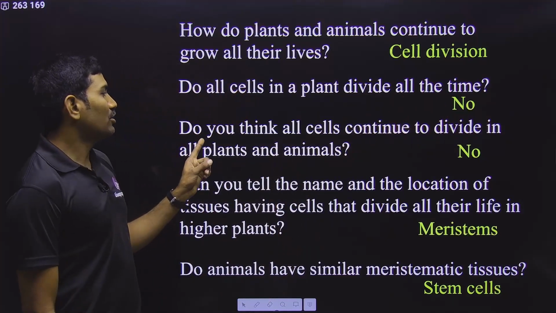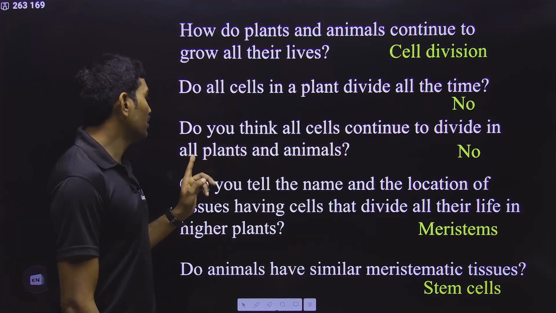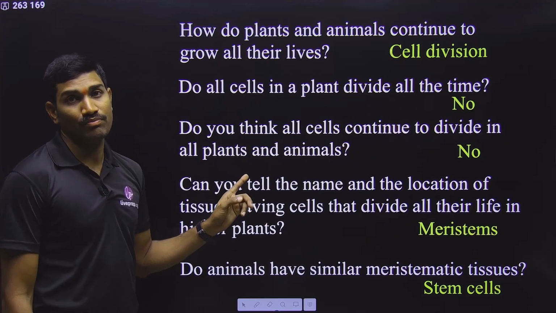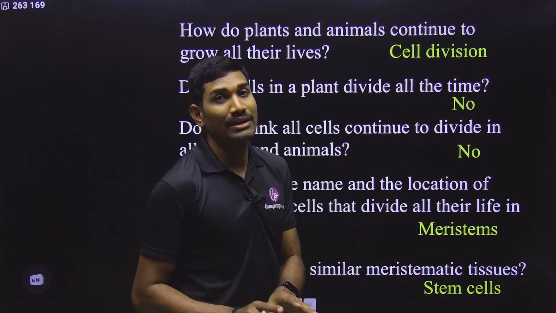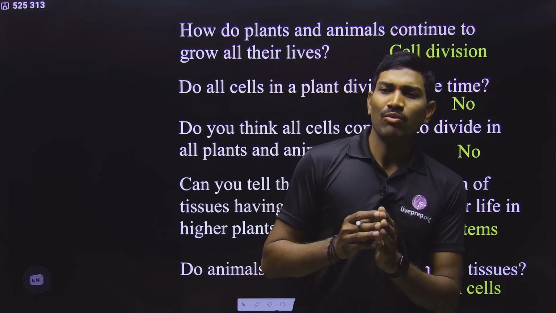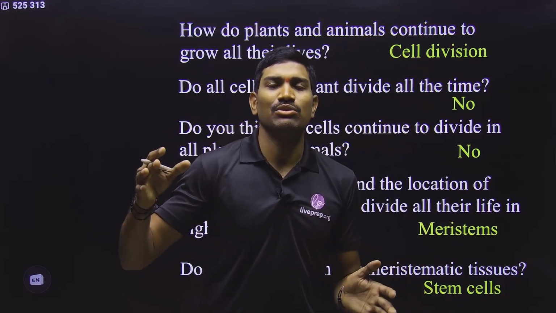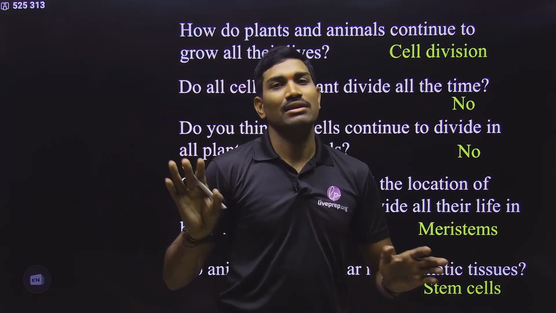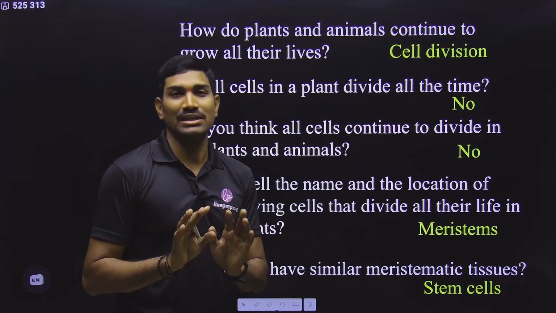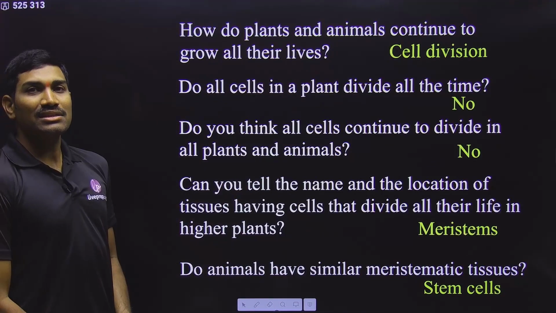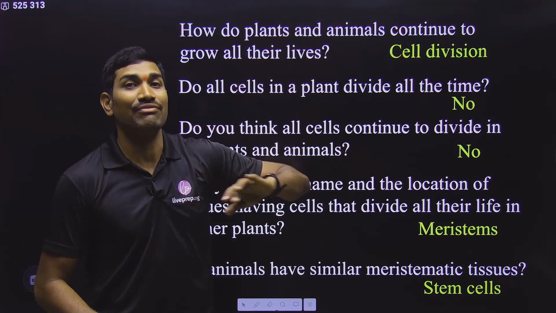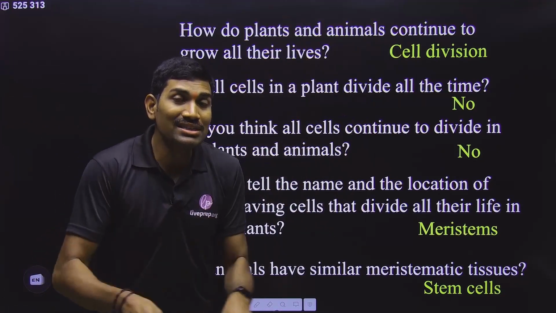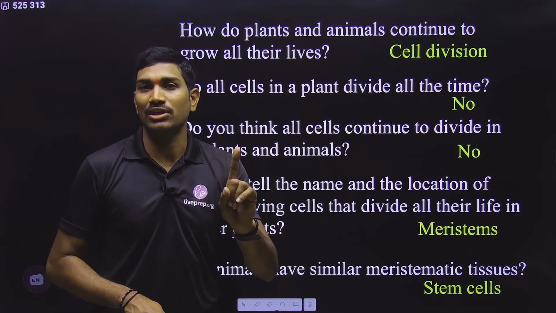Clear? And here, do you think all the cells continue to divide in all the plants and animals? No. Here also no. In the majority of animals, once a particular growth is achieved, further growth does not occur. But in plants, yes, plants are able to divide continuously in their lifetime, but all the cells in the plants do not divide continuously.